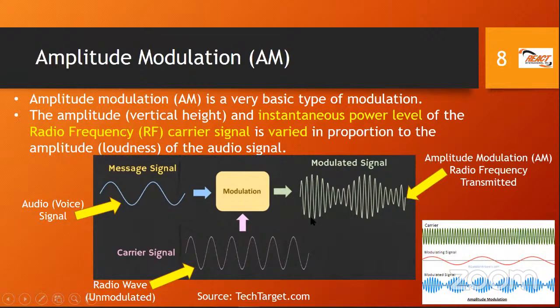So notice that the amplitude is what is varying. The height of the signal is what is varying in accordance with your voice. As you speak, the signal shifts according to your voice. So that is amplitude modulation. And notice that the power level, of course, increases and decreases, or varies, according to the audio signal.